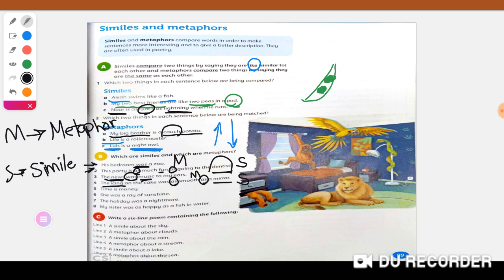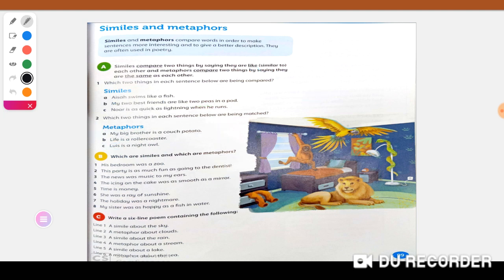Let me make the board more clean. Okay, so here we said metaphor, simile, metaphor, and simile. Number 5, time is money. So this is of course a metaphor, and it compares time to money because both are very valuable. Time is as valuable as money. She was a ray of sunshine. I didn't use any as or like, so it's a metaphor.